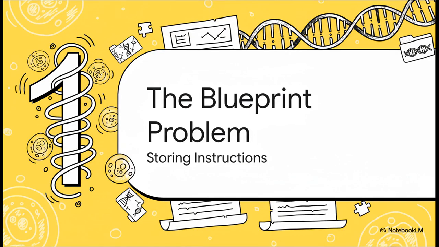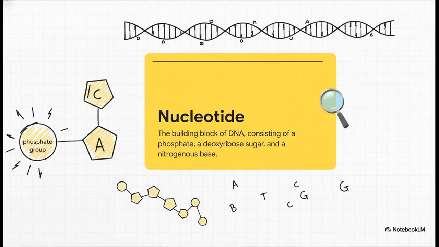Before a cell can even think about doing anything else, it needs a super stable, super reliable way to store its master plan. And nature's elegant solution to that? It's DNA, of course. But what is DNA really? Well, it's made of these basic building blocks called nucleotides, and you absolutely have to know the 3 parts for your final. You've got a phosphate group, that's the energy in the backbone. You've got a 5-carbon sugar, which in DNA is deoxyribose, and then you have the nitrogenous base. That's the actual letter in the genetic code, the A, T, C, or G.